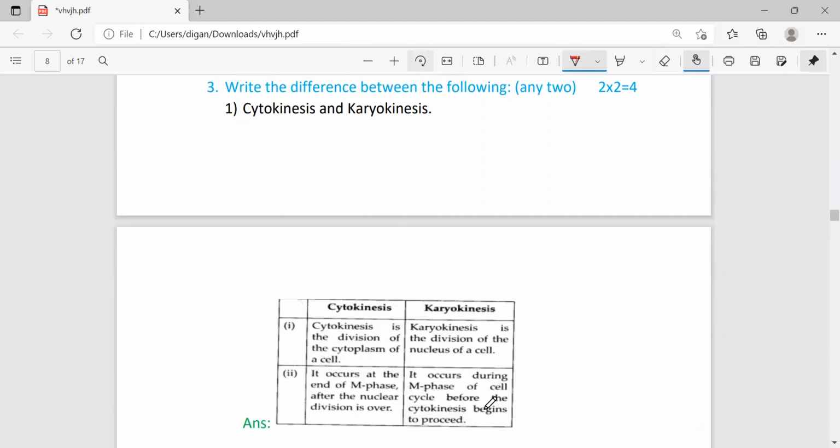This question has come from cell division. Cytokinesis means division of cytoplasm, and karyo means division of nucleus. So cytokinesis is the division of cytoplasm in a cell. Karyokinesis is the division of the nucleus of a cell. Cytokinesis occurs at the end of the M phase, and after the division of the nucleus, the cytoplasm is divided. Karyokinesis occurs in the M phase. Since it is carrying 2 marks, 2 differences will be sufficient.